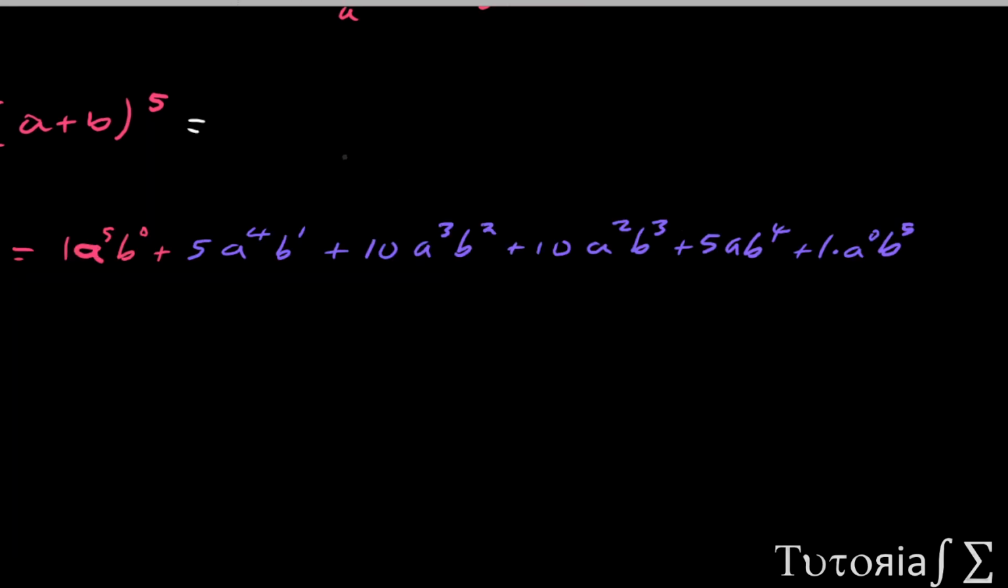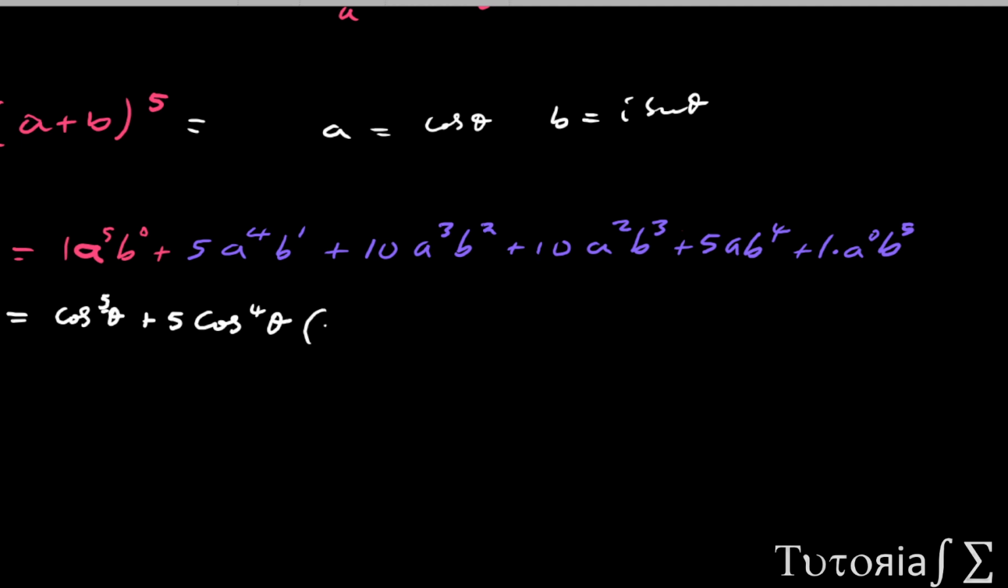All right, so after simplifying that, we know that our a is equal to cos of theta and our b is equal to I sine of theta. So we simply replace in there. So that will be a to the power 5, so that will be cos to the power 5 of theta. Then b to the power 0 is simply 1, so we can just leave it like that. Then plus 5 a to the power 4, so that will be cos fourth of theta. Then b is I sine theta, so we simply write there I sine theta.